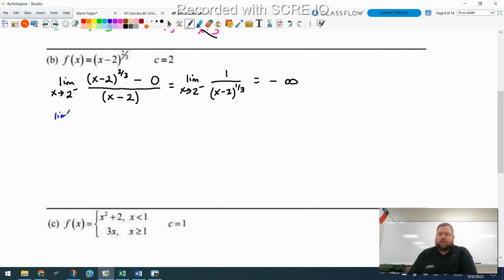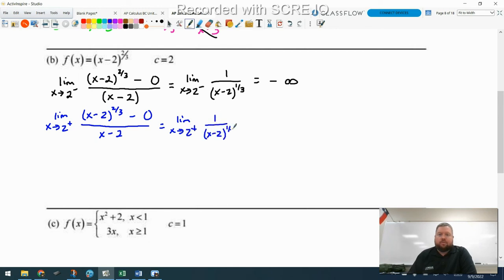All right, let's do the same thing from the right side. The limit as x approaches 2 from the right of x minus 2 to the 2/3 minus f of 2, which is 0, all over x minus 2. So same process here. Limit as x approaches 2 from the right of 1 over x minus 2 to the 1/3 power. And then now if I plug in numbers from the right of 2, they're numbers that are bigger than 2. And so a number bigger than 2 minus 2 would be a positive number, and a positive over a positive is a positive infinity.